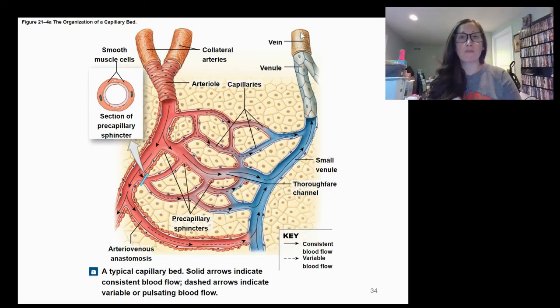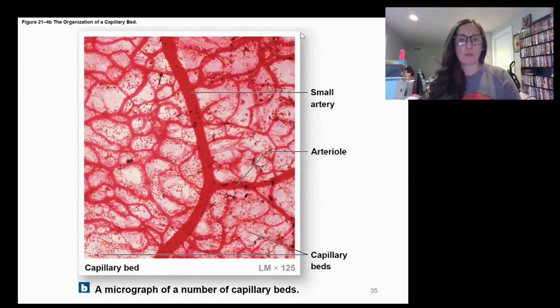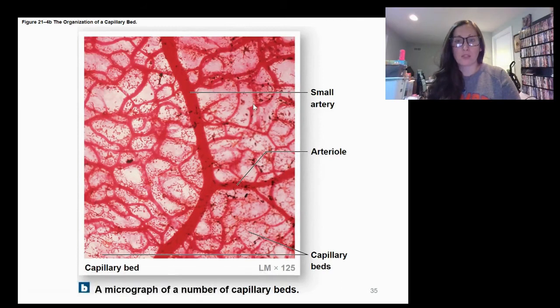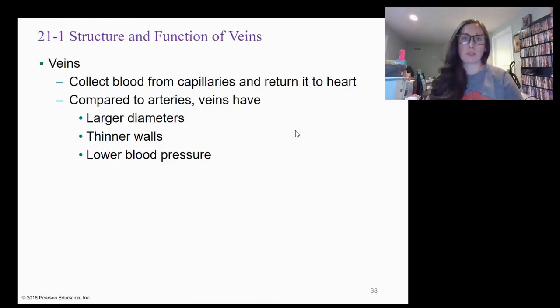Again, notice the flow of blood is unidirectional throughout the body, not just when we're talking about it within the heart. And then this is just giving you a light microscope view of the same image. So you can see that arteriole branching into the capillaries. You can see that arteriole came from a smaller artery that was branching off, and then those capillary beds will move into the venous side, and then we'll return back up to the heart.